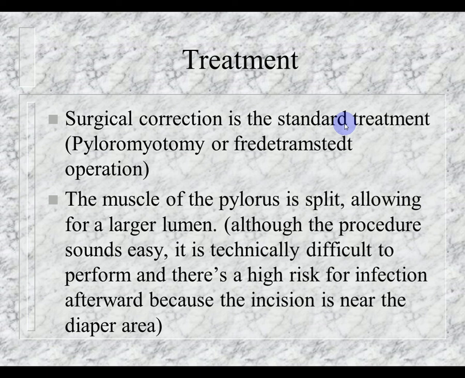Treatment is surgical correction, and that's the standard treatment. The muscle of the pylorus is actually split, and that allows for a larger lumen. And the procedure does sound easy, but it's really technically difficult to perform because there's a high risk of infection afterward because it's near the diaper area.